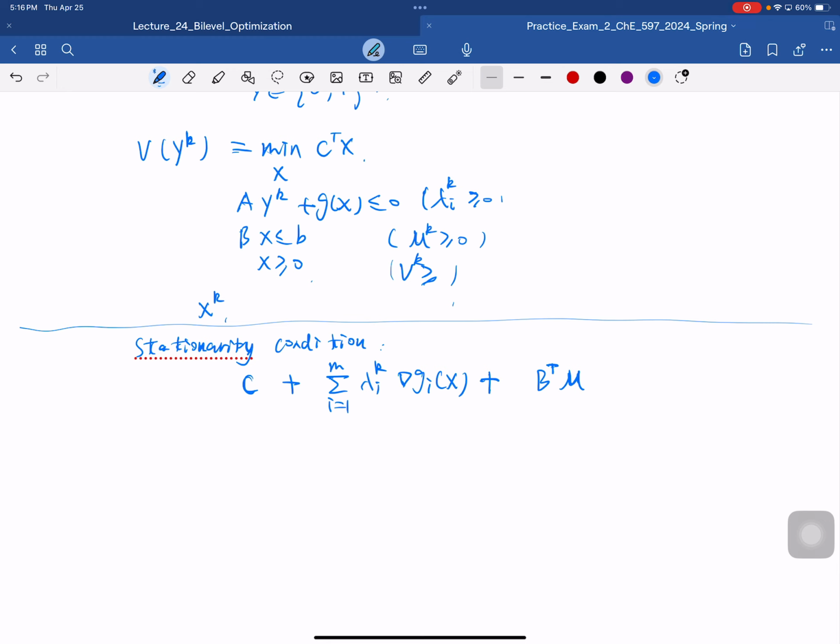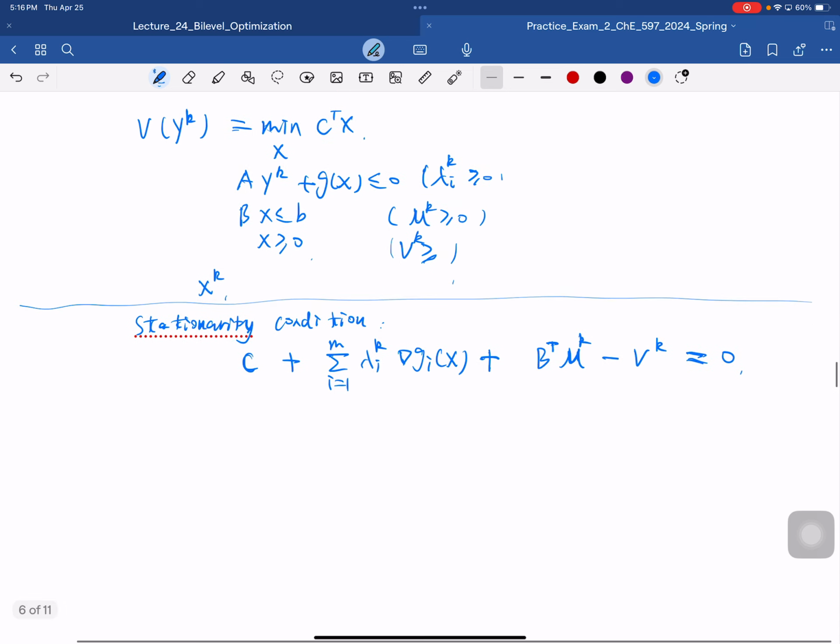Right, and then minus vk equals to 0. That's a stationarity condition of this problem. Maybe people can double check if I did it correctly. So the gradient of GI is evaluated at xk. Oh, yeah, you are right.